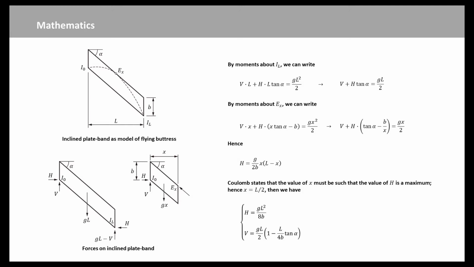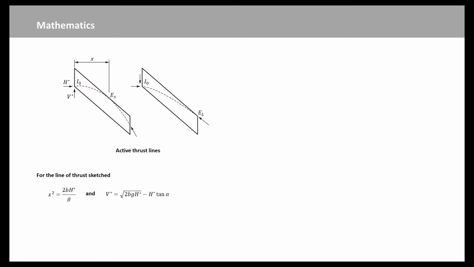The latter must exceed the value G times L squared over 8B if the nave is not to be pushed inwards. Then consider the same flying buttress on which is imposed an increased horizontal thrust H star. It may be shown that for the line of thrust sketched, X squared equals 2B times H star over G, and the V star is shown here. This solution holds for X less than L, and H star less than G times L squared over 2B.